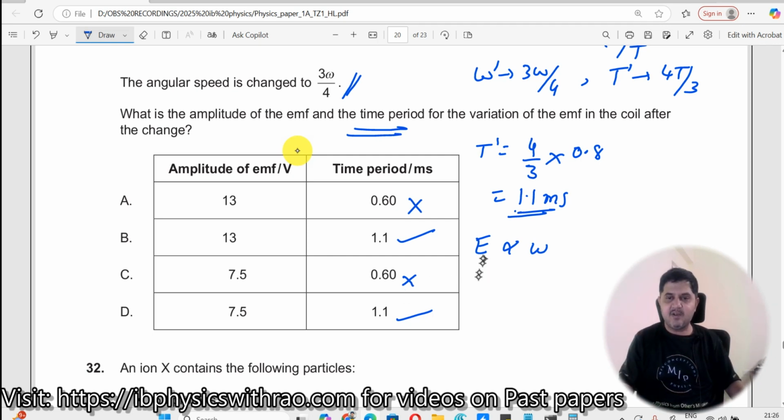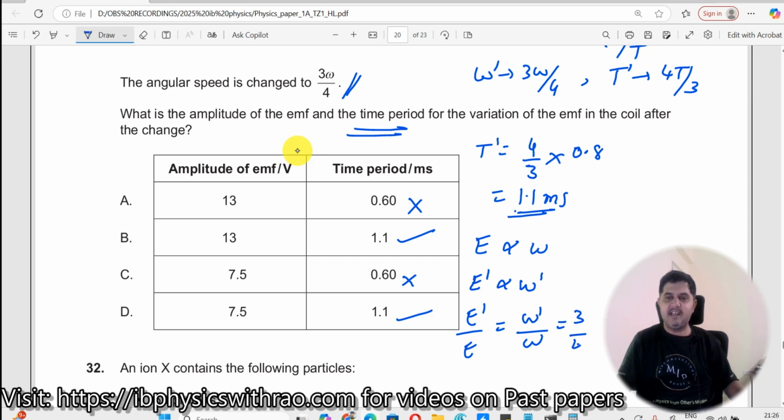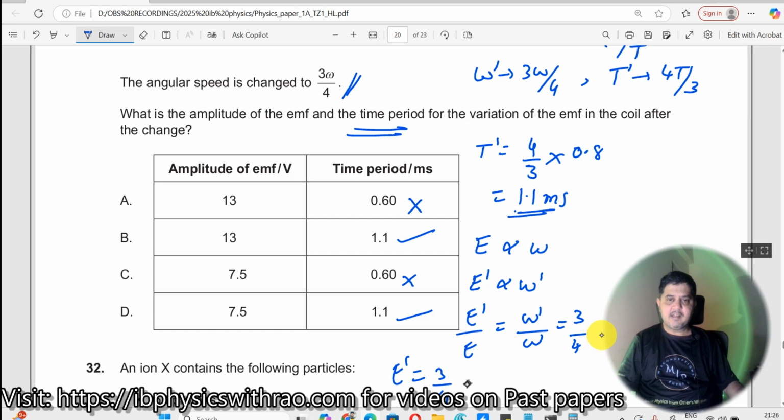So thus I can now write E proportional to omega, or E dash proportional to omega dash. So E dash by E is equal to omega dash by omega. Now what is omega dash? Omega dash is 3 omega by 4. So I have slowed down, so it will be 3 by 4, because omega and omega will cancel, right? And thus your E dash would be equal to 3 by 4 times E.